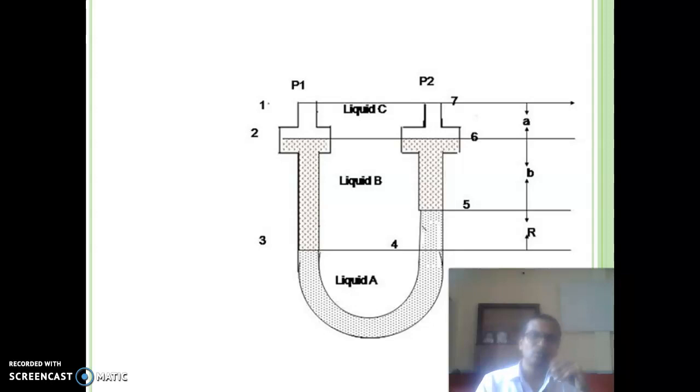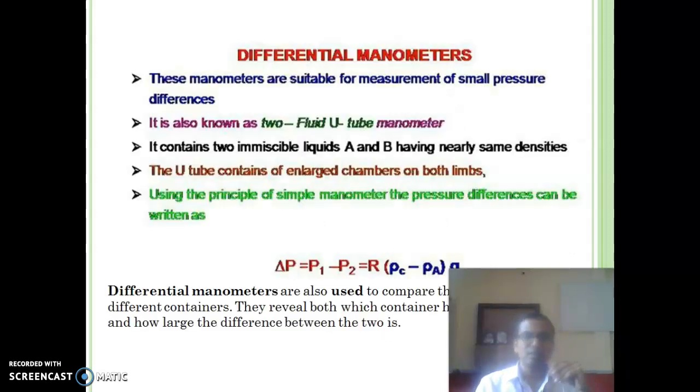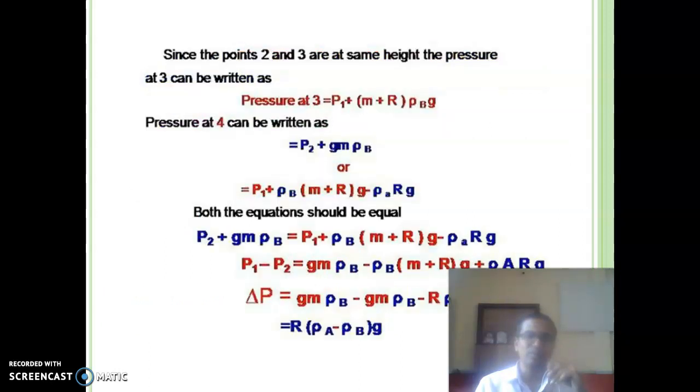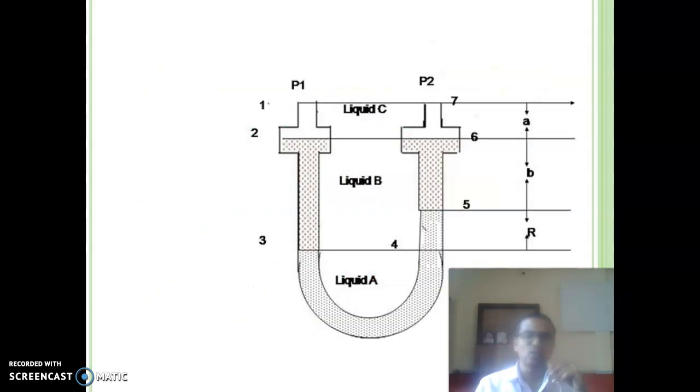You can observe through this diagram. There are two tubes we can see here. It contains two immiscible liquids A and B having nearly the same densities. Nearly the same, the difference is very small. The U-tube consists of an enlarged chamber on both limbs, and therefore it's called a two fluid U-tube. So these are two chambers at the end of the two arms.